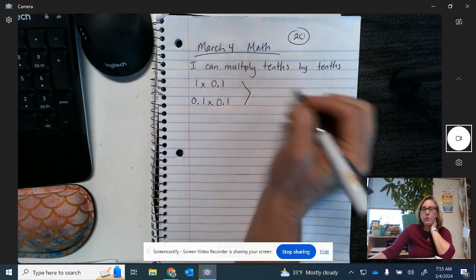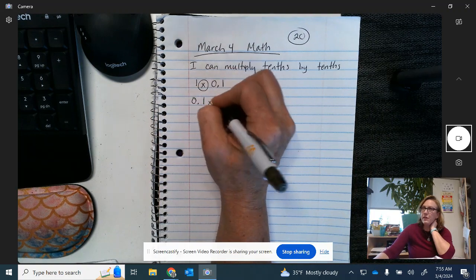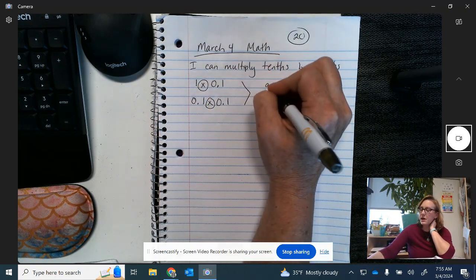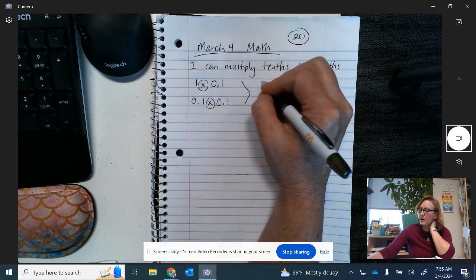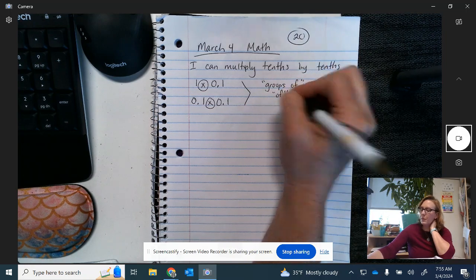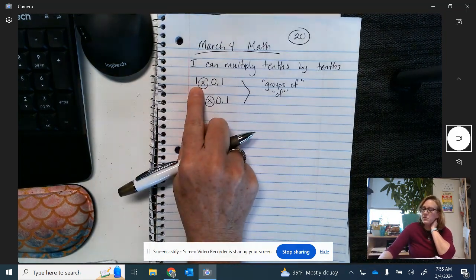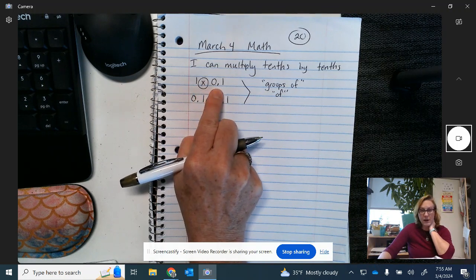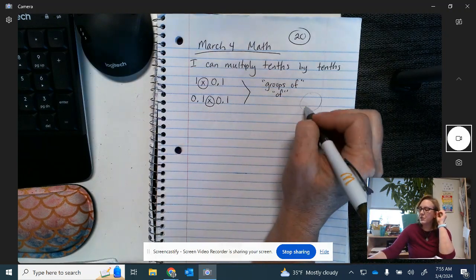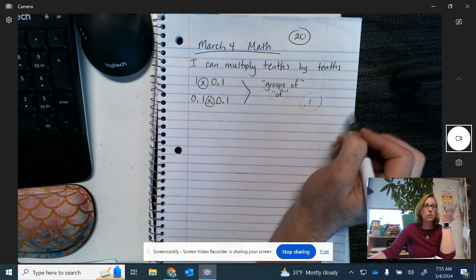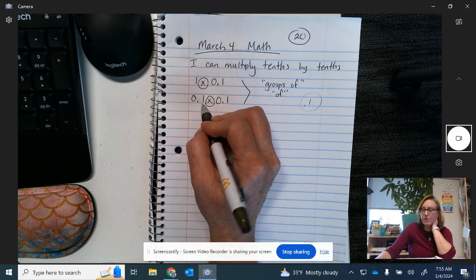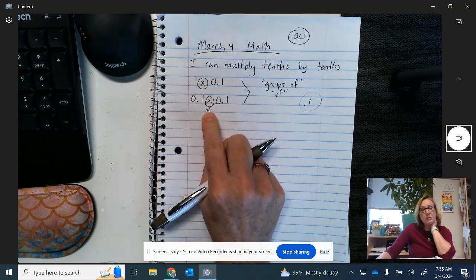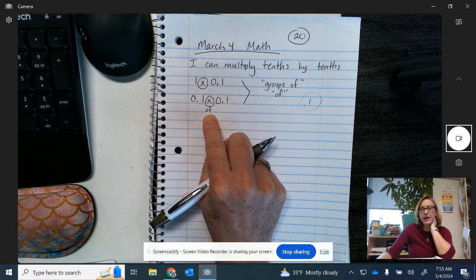Okay, what I want to point out for both of these is reminding you that the multiplication sign means groups of, and sometimes it's just easier to say of. So I want to think about this. One group of 1/10. If you think of it that way, you've got one group and there's only 1/10 in it, right? So what does it equal? You got it. So here we've got 1/10 of, this time I'm going to take off the groups of word and just say of.